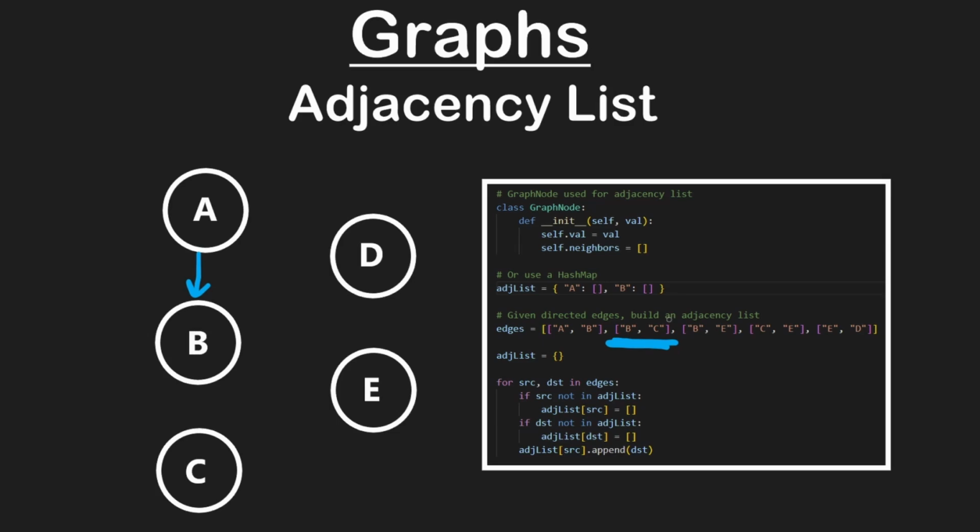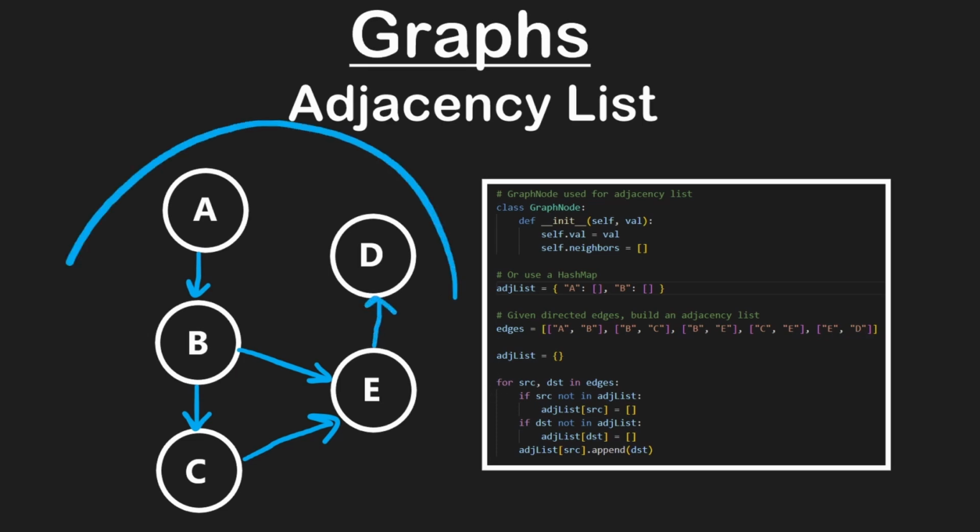But C is not, so we add C to the adjacency list. It doesn't have any neighbors, though, of course, just yet at least. But now we know B points at C, so we have an edge going from B to C. And then third edge, B to E, we're going to do the same thing. Put an edge over here, C to E. That means there's an edge going like this, and E to D. So there is an edge going like this. So this is what the graph would look like.